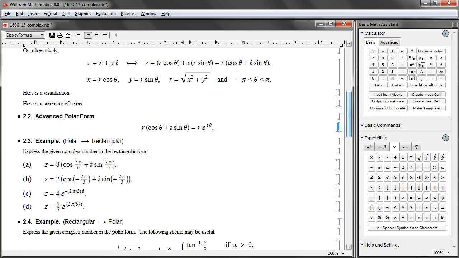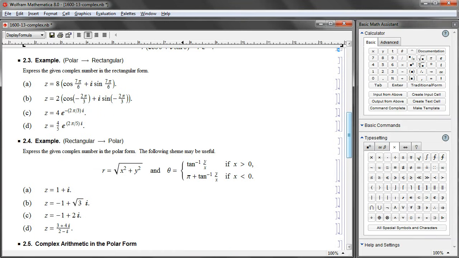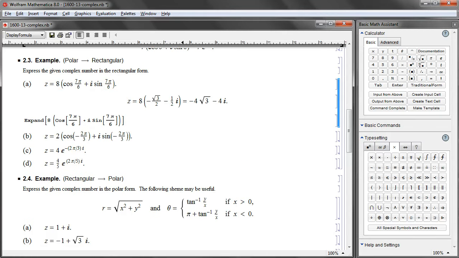Well, let's see. We have sufficient time to do one type of exercise, example 2.3. This is rather trivial, changing polar coordinates to rectangular coordinates. So if we know the modulus and the argument, how can you find the rectangular form? Just do the computation, cosine of 7 pi over 6 and sine of 7 pi over 6, this and that, and then distribute the modulus, and then we have the answer. Just trivial.